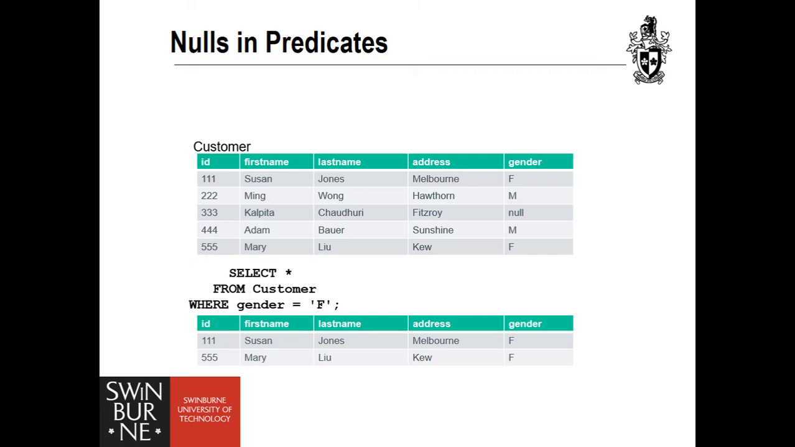Suppose we are querying the customer table by gender. We want to find all the females. There is one null in the table, and the person appears to be female based on the first name, but there is no way we can pick the entry up using a gender query. That's probably what you expected, right? So no problem then.